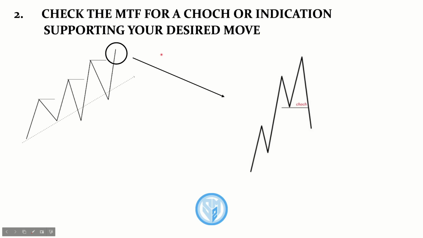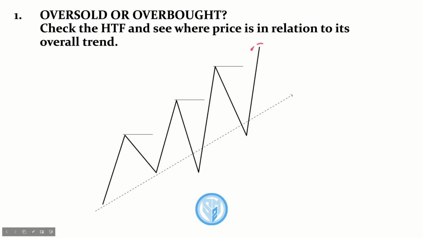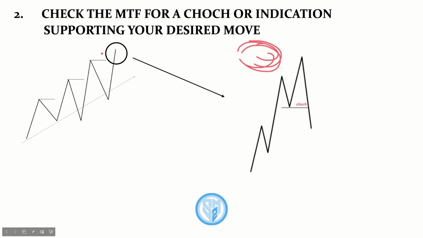So the next thing we do is we check on the middle time frame. So we're talking here about the 30-minute, 45-minute, or the hourly time frame, those 3 time frames, right? We're going to check for a change of character or an indication supporting your desired move, okay? So on the previous slide, we were over here, all right? Now to that exact moment, once we're over here in price, right, we're going to go on to the middle time frame here.